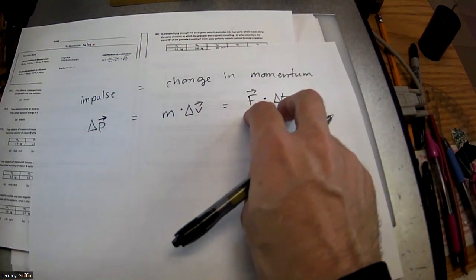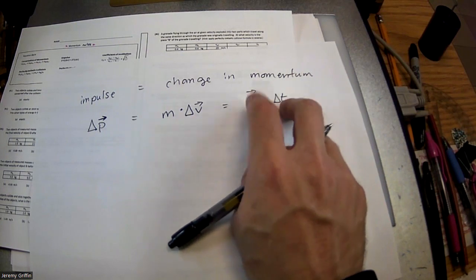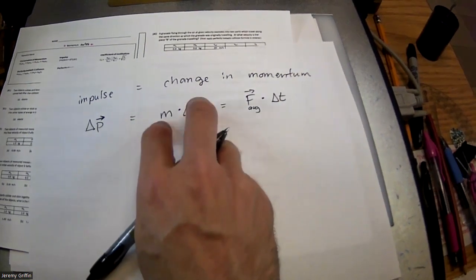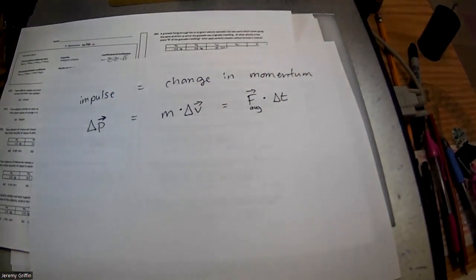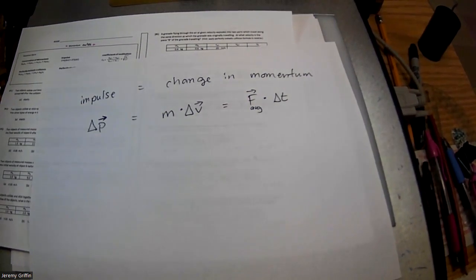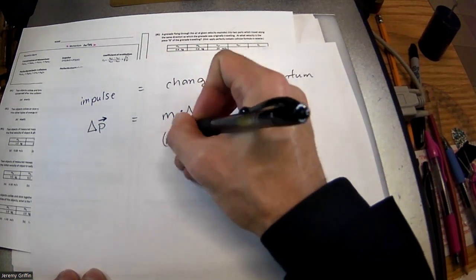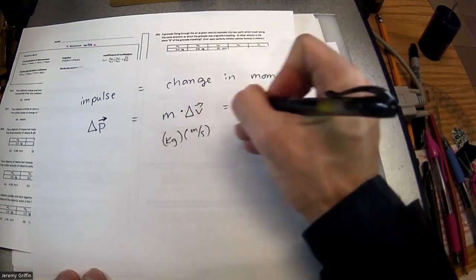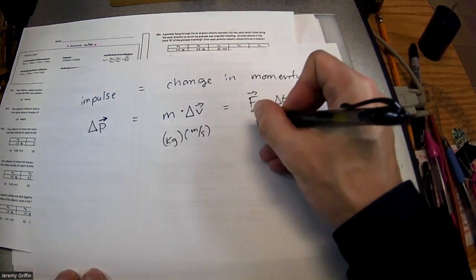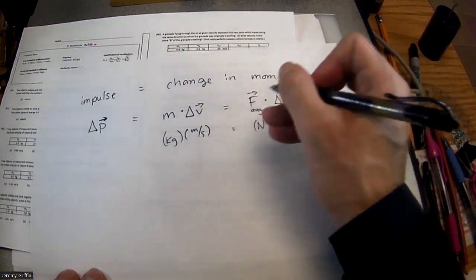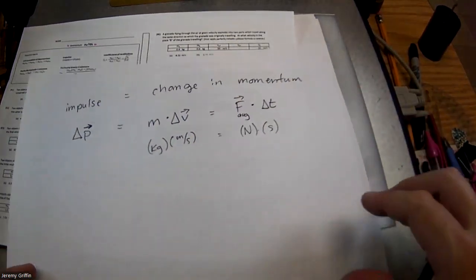If you apply a force for some time interval, say newtons times seconds, that's going to result in kilogram meter per second, like a change. So all the units are also consistent. Kilogram meter per second is the same thing as newtons times seconds. It's the same thing.